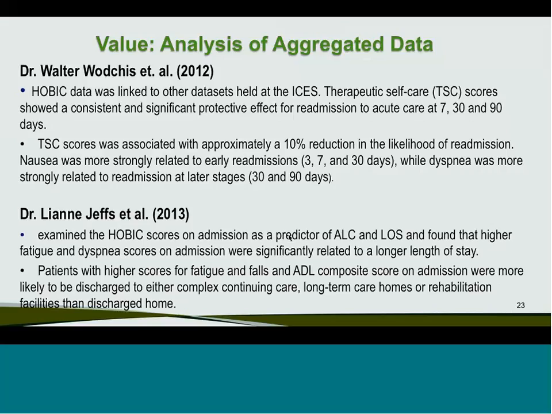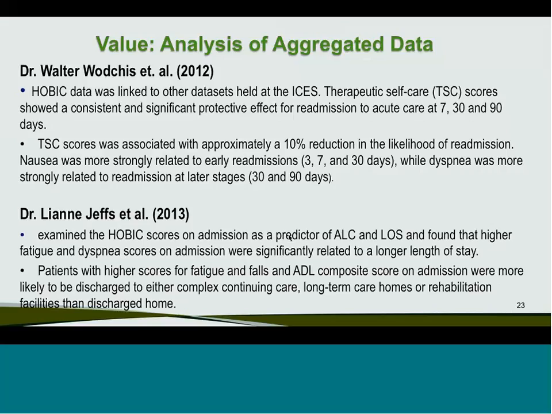As well as the therapeutic self-care scores, as I said, we saw a 10% reduction in likelihood of readmission for every improvement in score. And we also found, looking at the data, that nausea was strongly related to readmissions at 3, 7, and 30 days, while dyspnea was more strongly related to readmissions at 30 and 90 days.